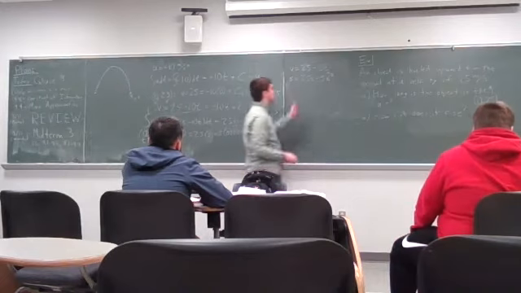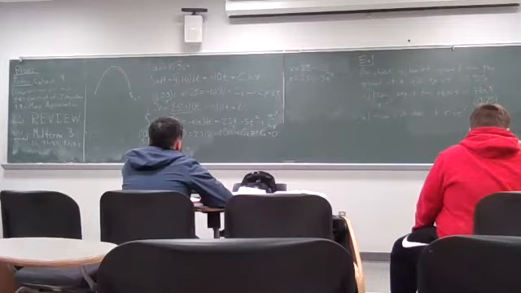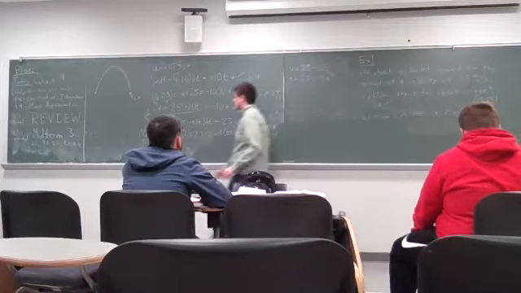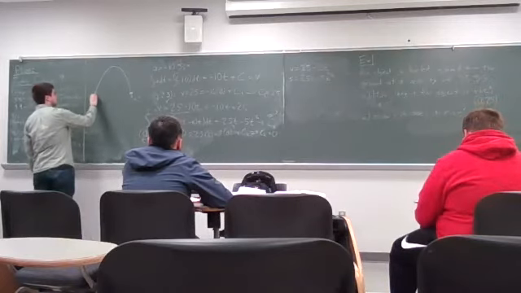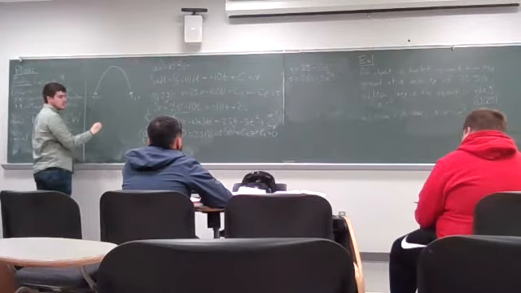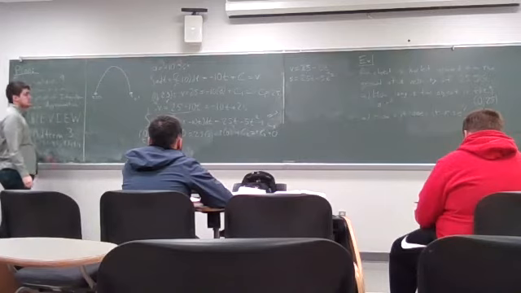Okay, so now we want to answer the question: how long is the object in the air? We want to find when it hits the ground again, right? This point here is when t equals 0. So I want to find what this time is. How do I do that?